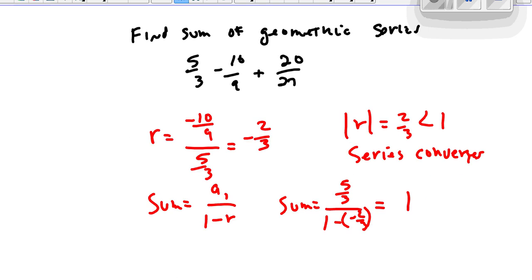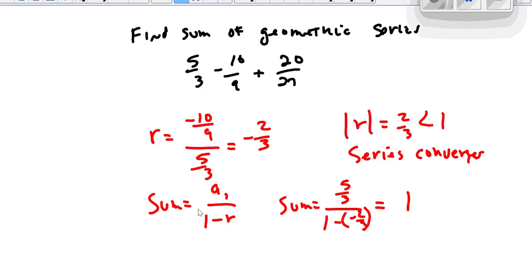Find the sum of the geometric series 5/3 minus 10/9 plus 20 over 27. We need to find r first. So r is going to be the second term divided by the first term. So negative 10 over 9 over 5/3 equals minus 2/3. So we take the absolute value of that, which equals 2/3. Since that's less than 1, this geometric series converges.